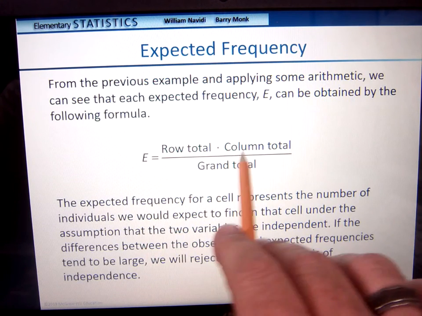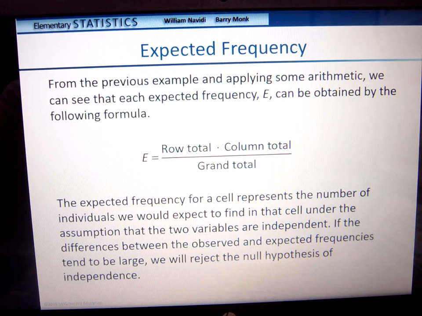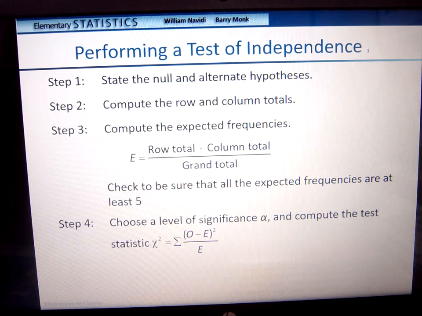Row total, column total over grand total. So the expected frequencies for all cells, or the number of individuals you would expect to find in that cell, assume that the two variables are independent. If the differences between the observed and the expected frequencies are large, then we're going to reject the null hypothesis of independence. So we're going to state the null and alternate hypotheses.